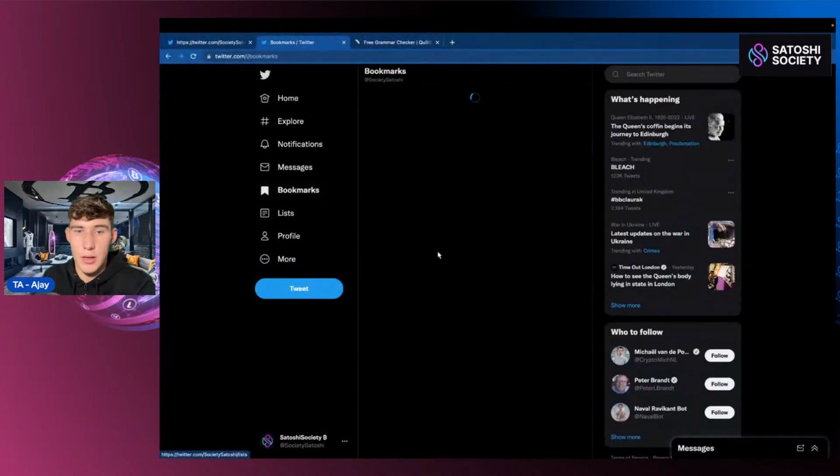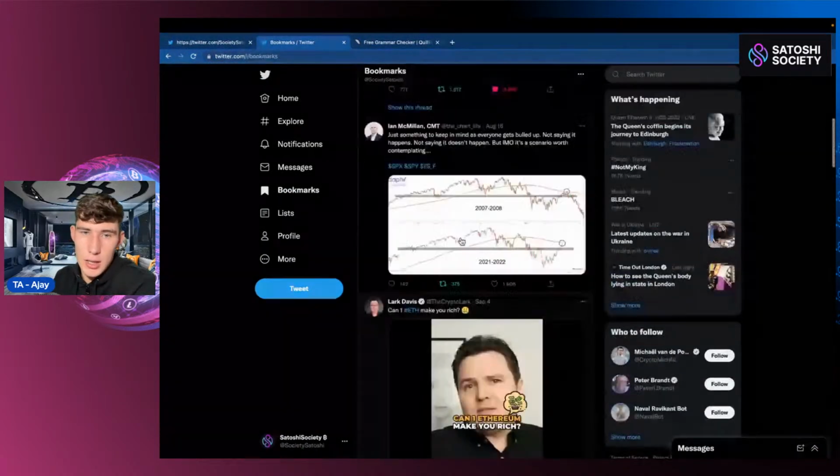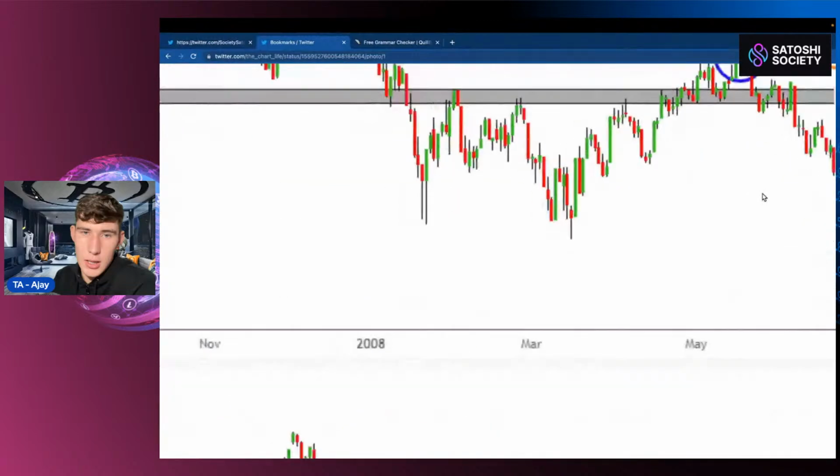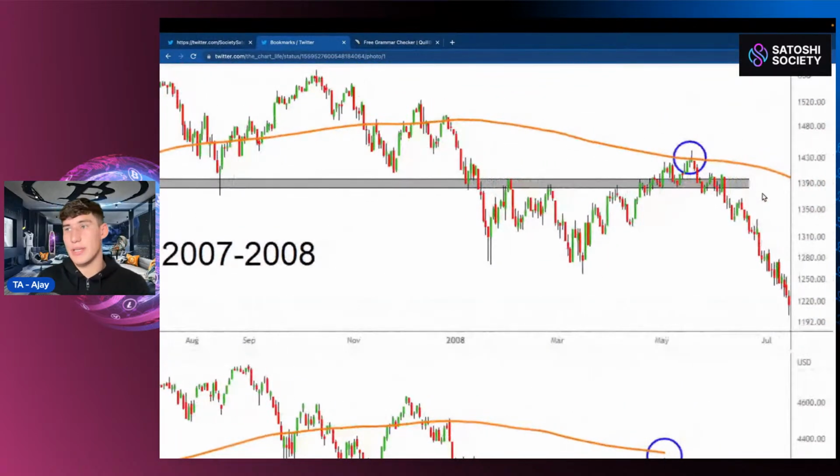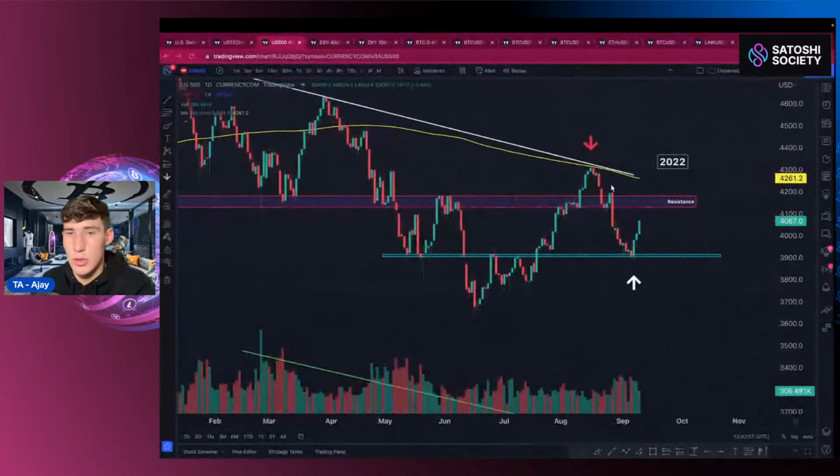If I just bring up that tweet for you here, give me a minute to find it. Here it is. So as you can see right here, if you haven't seen this already, we are looking very, very similar to that 2008 crash. As you can see, this is 2008. We got the 200 MA right here, a rejection from that down to the support here, a break of that support, and we see the major crash in the S&P. We are seeing the exact same thing.